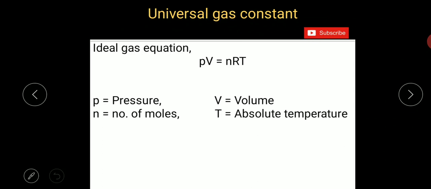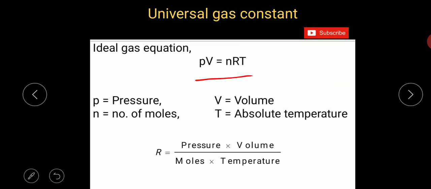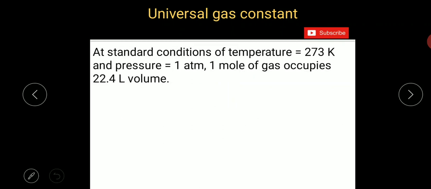So from this expression, if you rearrange it, you will get the expression for R is equal to the product of pressure and volume divided by product of number of moles and temperature. And at STP conditions, temperature of 273 Kelvin and a pressure of 1 atmosphere, 1 mole of a gas occupies 22.4 liters of volume. This is called gram molar volume.